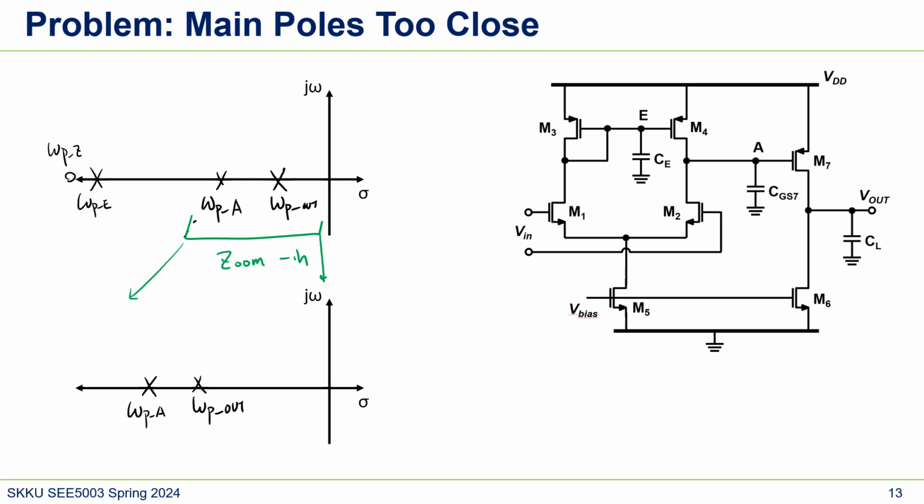So to make the feedback system stable, we have to separate these two, right? How much? For example, for a phase margin of 45, omega P2 should be larger than the loop gain times omega P1, right? So we need to separate them. There are multiple ways. One way we can do is to move this pole to a lower frequency.